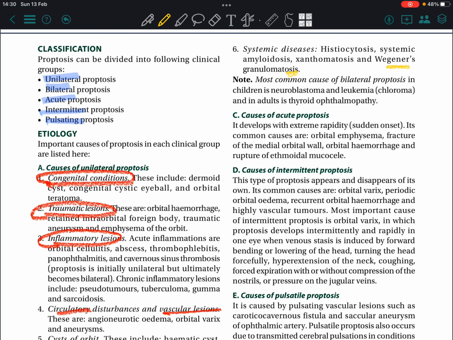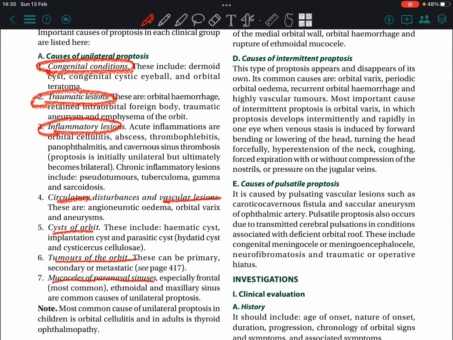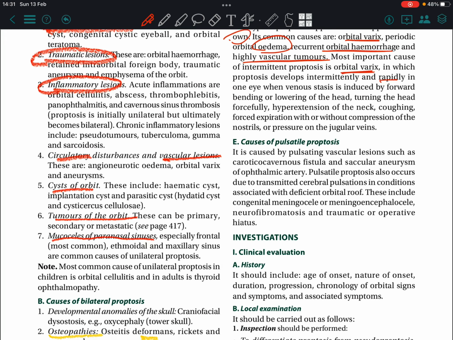Cause of acute proptosis: it develops extremely rapidly, with sudden onset. Cause of intermittent proptosis: appears and disappears on its own. Its common causes are orbital varix, periodic orbital edema, recurrent orbital hemorrhage, highly vascular tumors. Most important cause of intermittent proptosis is orbital varix, in which proptosis develops intermittently and rapidly in one eye.